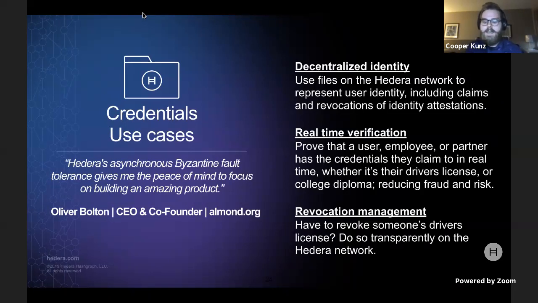And then with Hedera, one of the unique things that we do is revocation. So if you do have a diploma, your university can still come in the future and say, we actually revoked your diploma if you did something that they disagree with. Perhaps they found out you cheated on a test. So there are some really interesting things you can do with real-time credentialing and decentralized identity, and proving that you actually are who you say that you are.